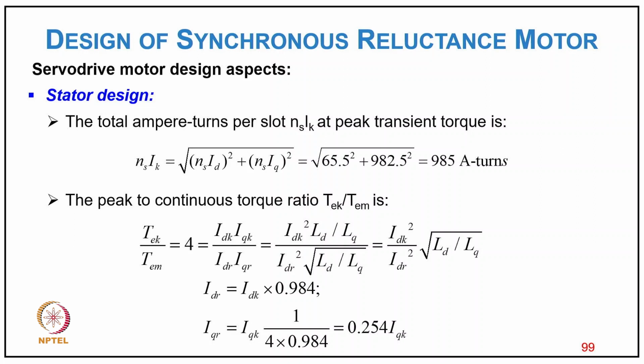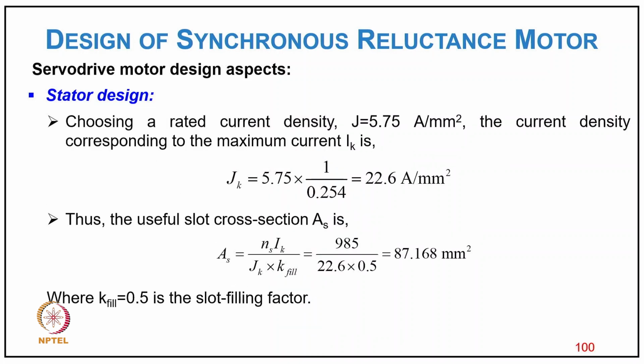And the peak to continuous torque ratio, Tk upon Tm, that is 4 IdK IqK upon IdR IqR, or IdK square LD upon LQ into IdR square under root LD upon LQ, and that is IdR under root LD upon LQ. So IdR equal to IdK into 0.94. So IqR equal to IqK, 1 upon 4 into this. So it comes 0.254 into IqK.